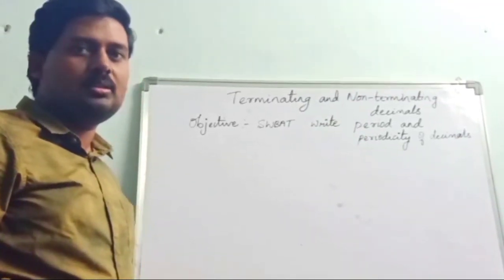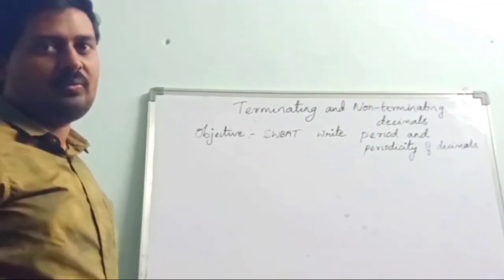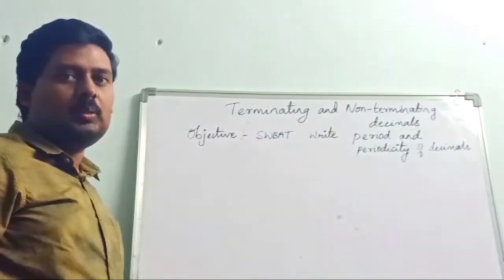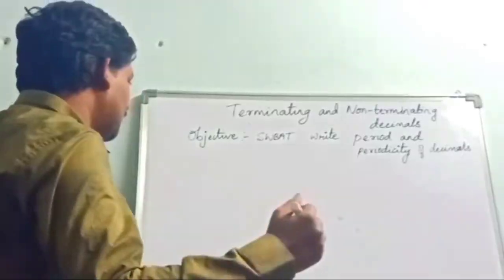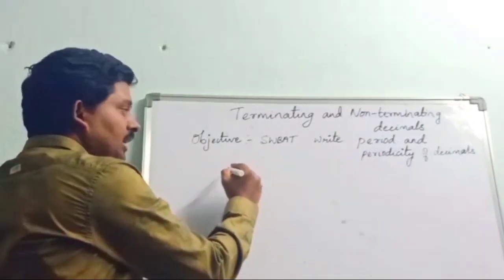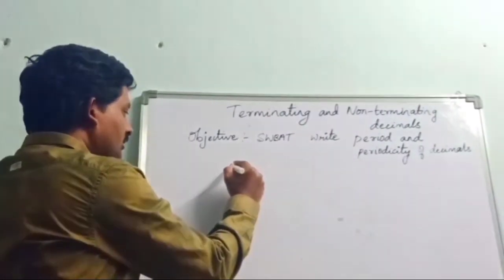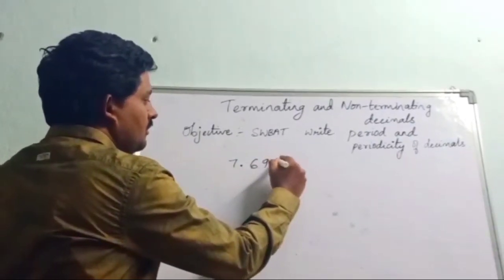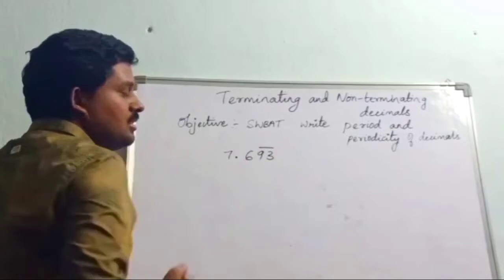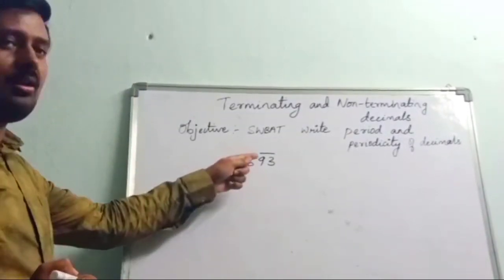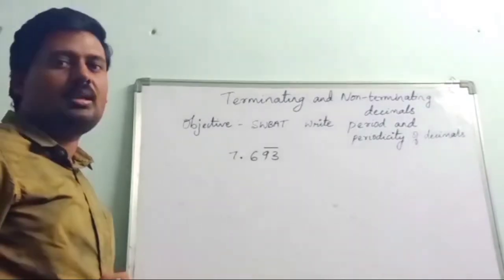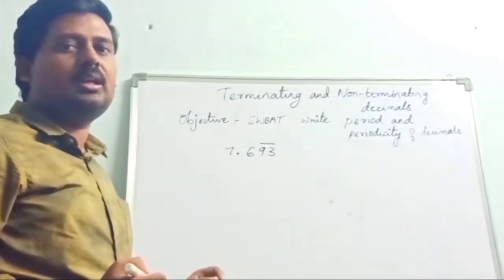Welcome back, students. In the previous class we learned what a period and periodicity are. We'll just brush it up. For any non-terminating repeating decimal, for example, we'll take 7.693 where 93 is being repeated. As we have already discussed, the bar above represents the digits which are being repeated.